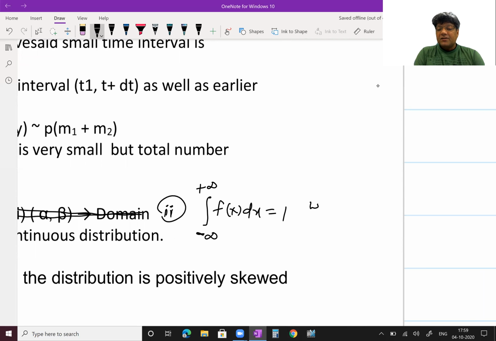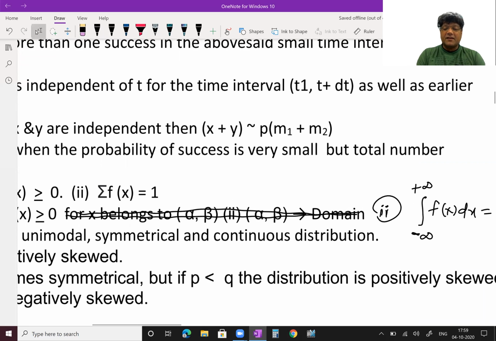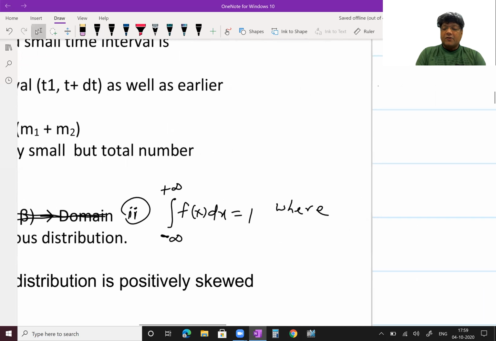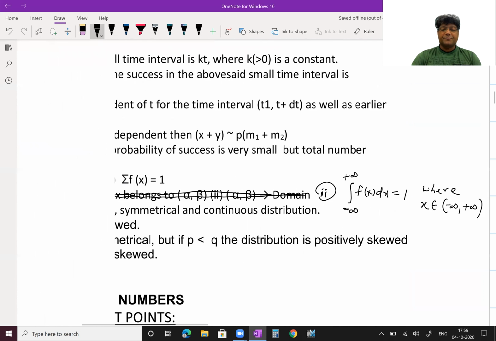Where x belongs to minus infinity to plus infinity, that was there, but it is written in a very wrong style. I can write in English where x belongs to, or I can write symbolically. Since the space is less here, I am writing symbolically. Where x belongs to minus infinity to plus infinity. That's it. This is point number 2.